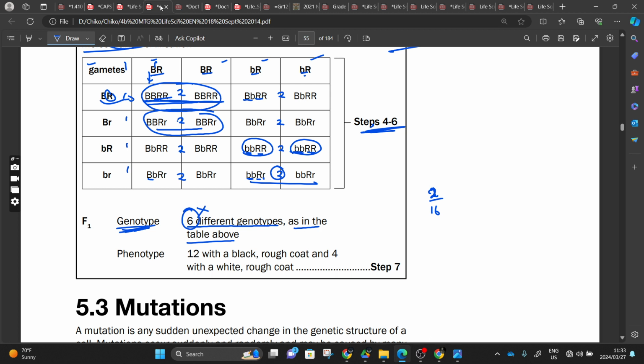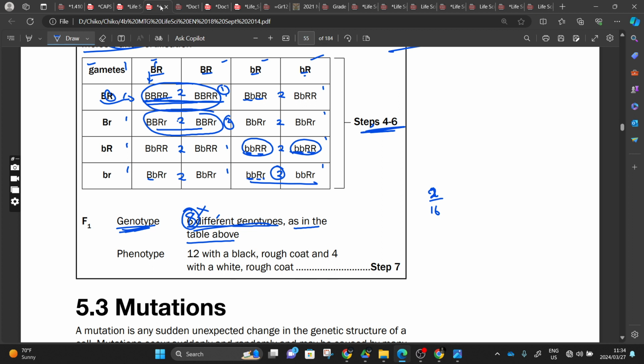So we'll have 2, 4, 6, 8, and then 8, 9, 10, 11, 12, 13, 14, 15, 16. Then we'll have one, then we'll have one. These two, we will count this genotype as one. Then this genotype we will count as two. Then we'll have 1, 2, 3, 4, 5, 6, 7, 8. So we'll have eight different genotypes as in the table above, because when we count, we have eight different genotypes.